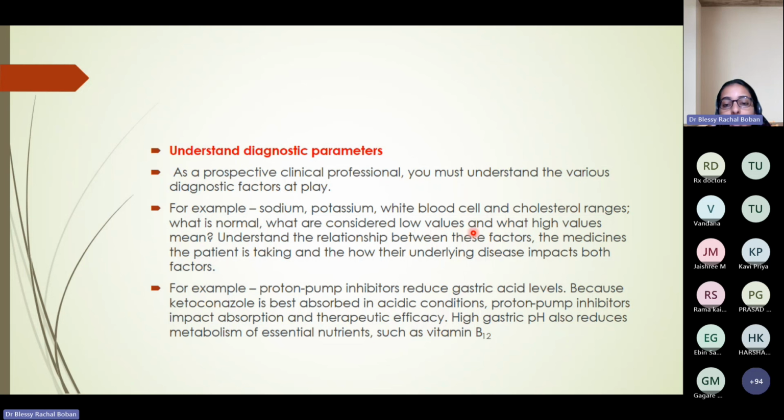I'm not telling you to memorize all these things by heart, not like that. If you see serum creatinine as 2.7 mg per dL for some patient, you must be able to identify it's a higher value. You must identify what the normal range is. And some other diagnostic parameters are also important.